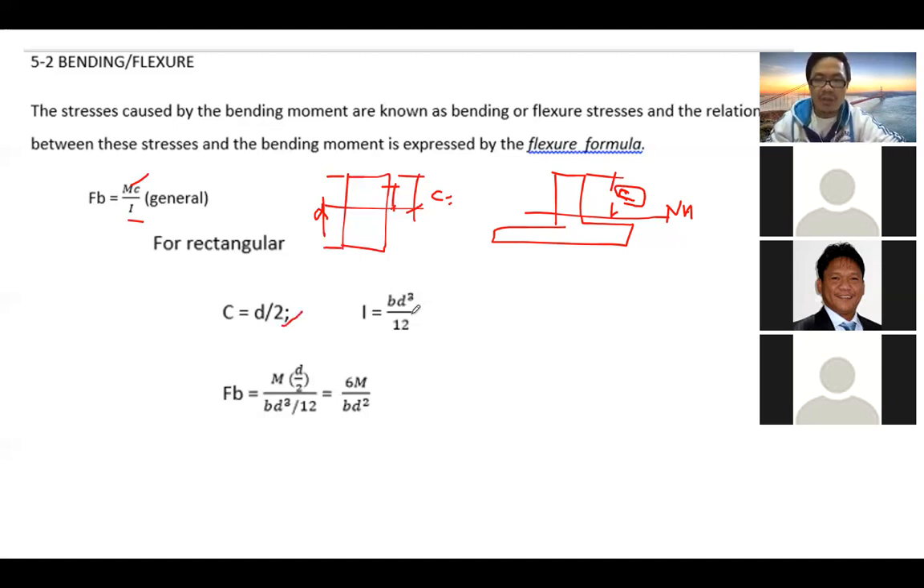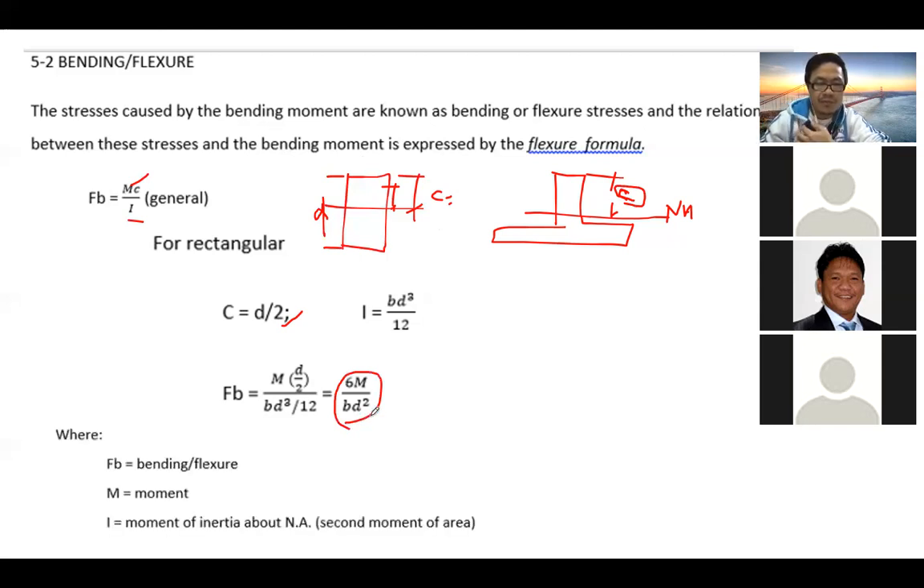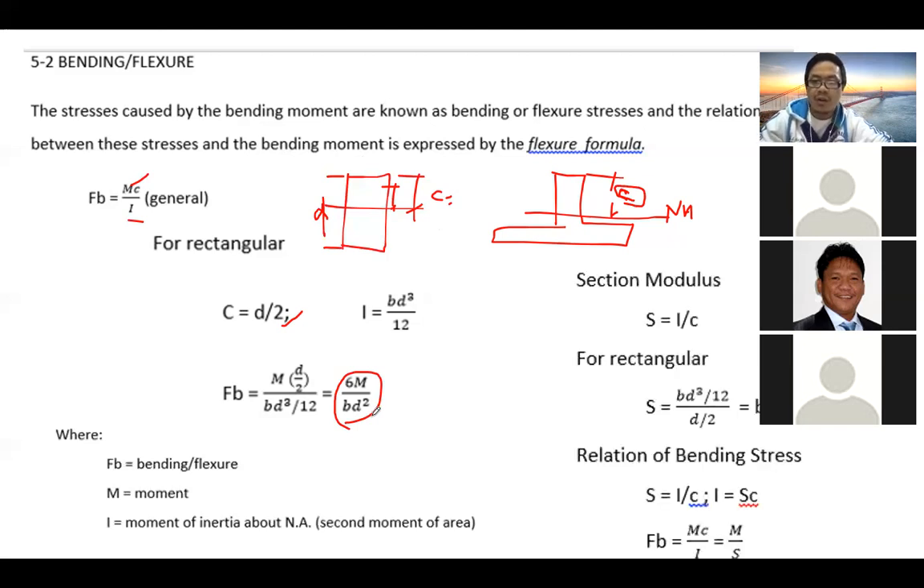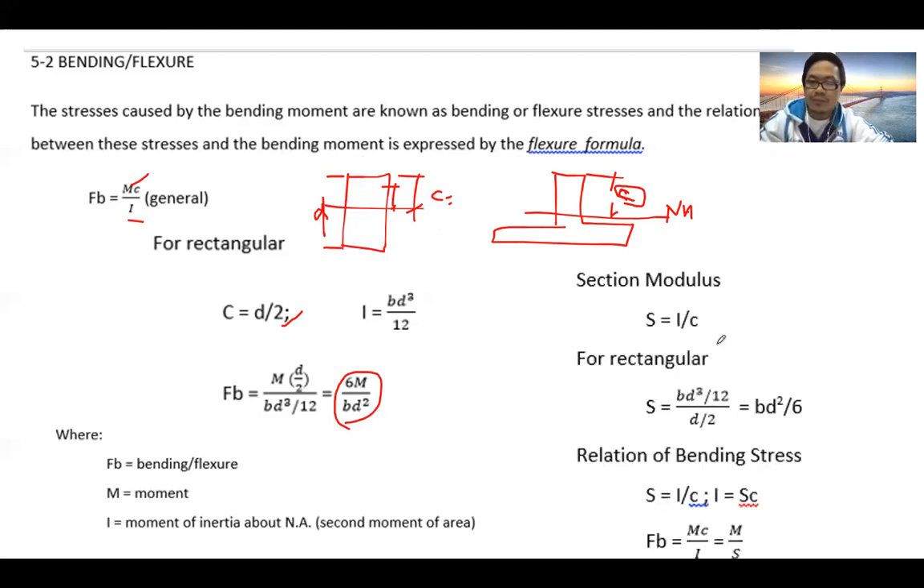And then I, bd cubed over 12 for a rectangle. Okay? So substituting further, then we can have this general form, this formula specifically for a rectangular section. Okay? So we also have values for section modulus for us for review. S is just equal to I over C. Okay? I, moment of inertia, and then C, the centroid distance from the topmost for maximum value.